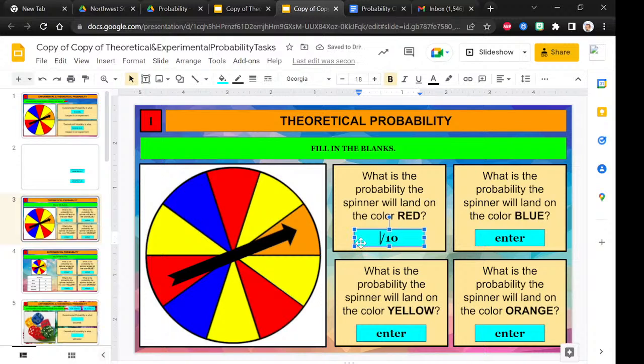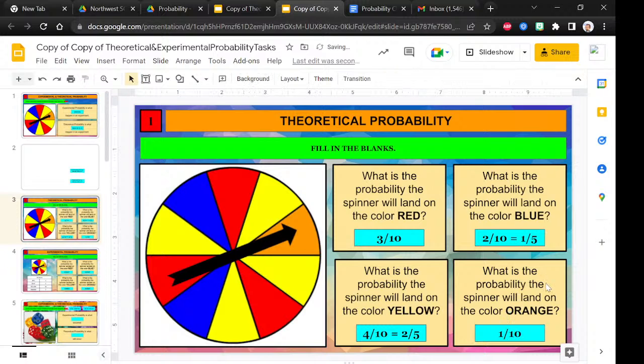And so if we look here, there's 3 reds, so the theoretical probability is 3 out of 10. Over here, we can see that there's 2 blues. So this is 2 out of 10, or that's 1/5. Down here, in the yellows, we have 1, 2, 3, 4 out of 10, or that is 2/5. And then what's the probability that the spinner will land on orange? Well, there's only one spot that's orange, so that's 1 out of 10.